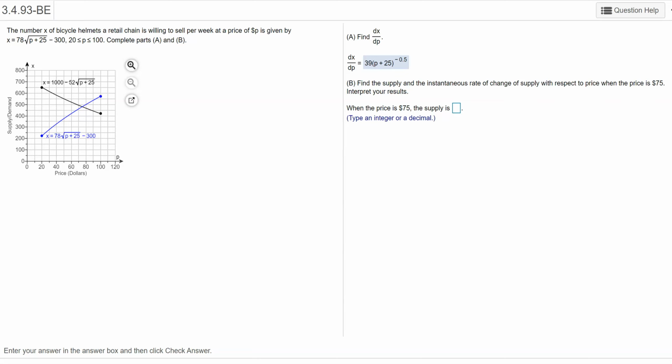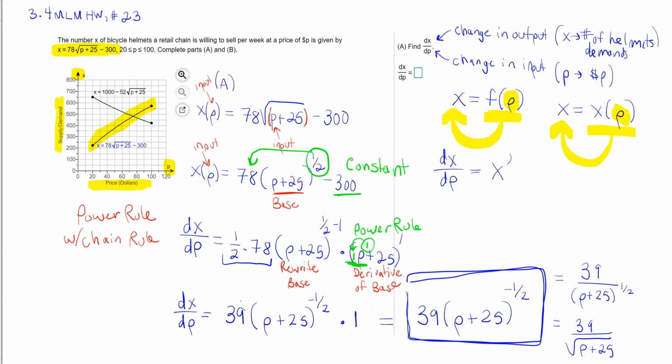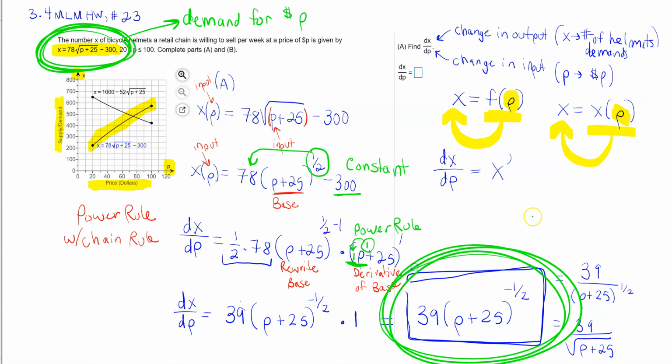Okay, so now it's asking us some follow-up questions about interpreting this. So now we're supposed to find the supply and the instantaneous rate of change of supply with respect to price when price is 75. Okay, so all we need to do there is plug $75 into the original equation, because that original equation told me the demand for a price at P dollars, right? So if I just plug 75 into there, that'll tell me my demand level. And then I'm going to plug 75 into my derivative, and that'll tell me the instantaneous rate of change of that demand. So we'll go ahead and do those two calculations real quick.